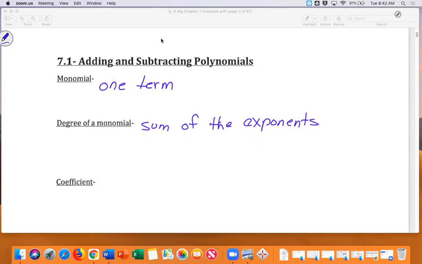All right. Coefficient. The number in front of your term.